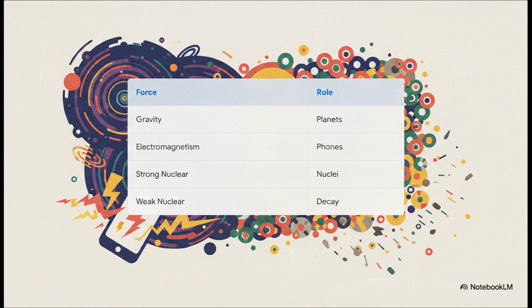Now, let's zoom way out for a second to the macro perspective, because this is pretty wild. On a cosmic scale, physicists recognize that absolutely everything boils down to just four fundamental forces. You've got gravity holding our planets together, the electromagnetism powering your phone, right down to the strong nuclear force binding atoms and the weak force driving radioactive decay.